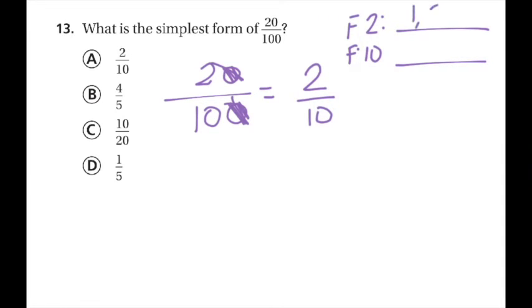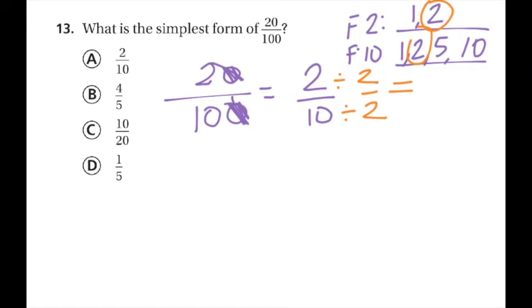Factors of 2, 1 and 2. Factors of 10, 1, 2, 5, and 10. Now, this is a little bit different from finding common denominators when I list my least common multiple. Now I'm looking for my greatest common factor. So the greatest number they have in common is a 2. So therefore I can take 2/10 and I can divide it by 2/2.